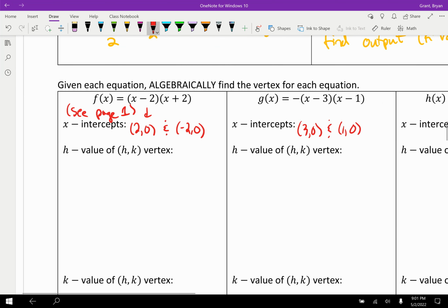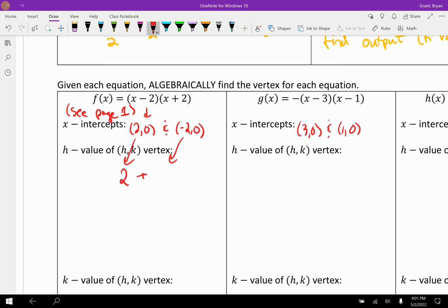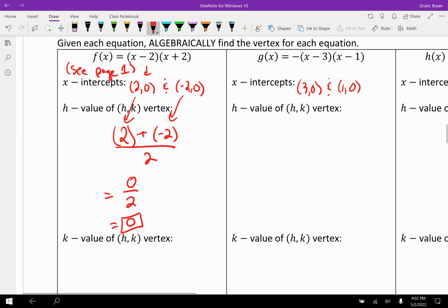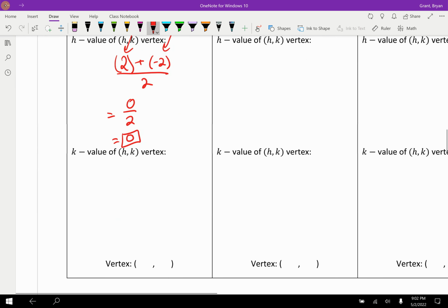Okay? Well, to find the h value, counting is easier. However, if you didn't want to count, you didn't have a graph, then let's show the actual math. We would take these two values, 2, and we would add it to negative 2, and then divide by 2. 2 plus negative 2 is 0, and 0 divided by 2 is 0. There is my h value.